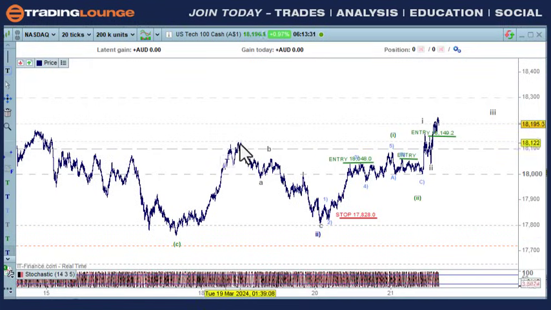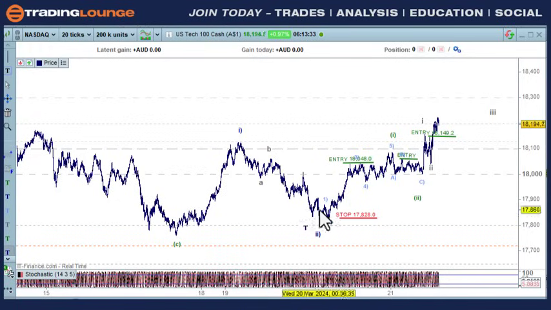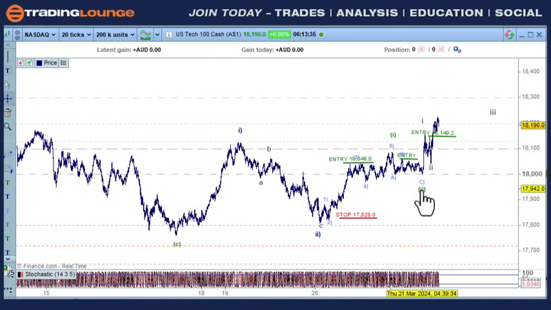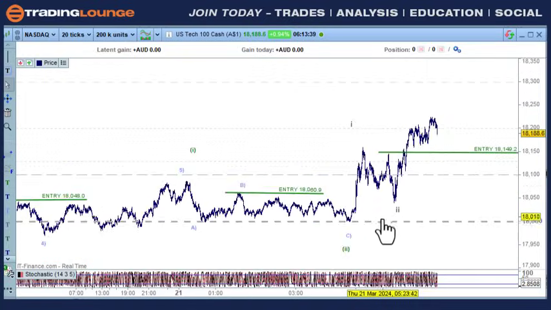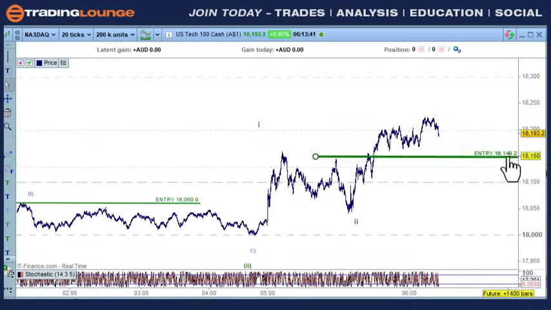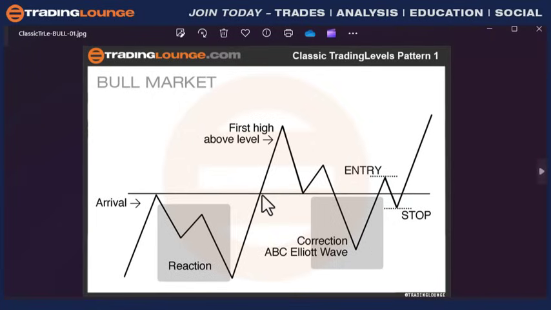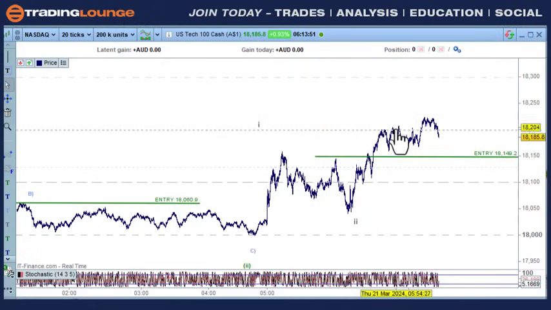This one here. So 1 and 2 and 1 and 2 in here, and then 1 and 2 and building to the upside here. So we can see here that at this particular pattern, if we look at it like this, we've got the arrival, the reaction, the first high above the level, then the ABC. So this is what we want over here. So this is the arrival, the reaction, first high above the level, so we'll get the ABC over here.